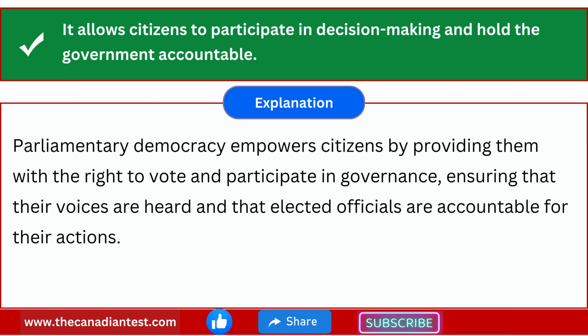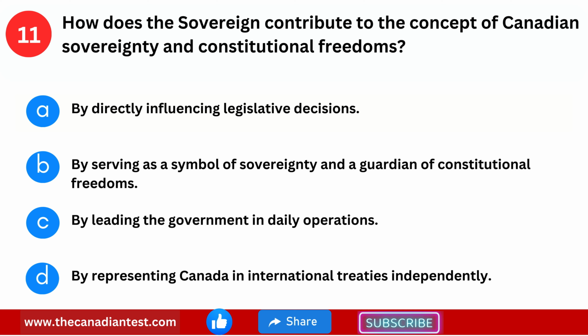How does the sovereign contribute to the concept of Canadian sovereignty and constitutional freedoms? Option A: by directly influencing legislative decisions. Option B: by serving as a symbol of sovereignty and a guardian of constitutional freedoms. Option C: by leading the government in daily operations. Option D: by representing Canada in international treaties independently.